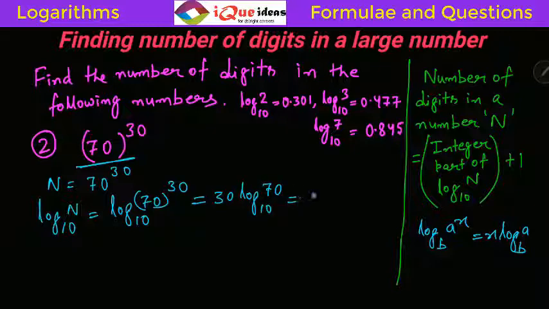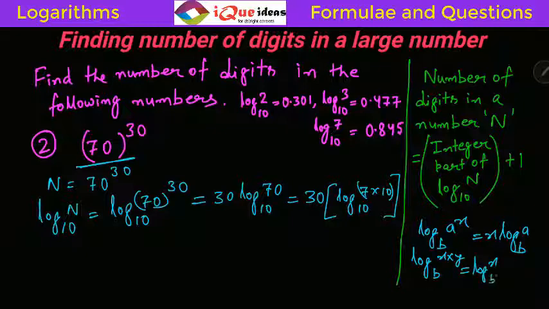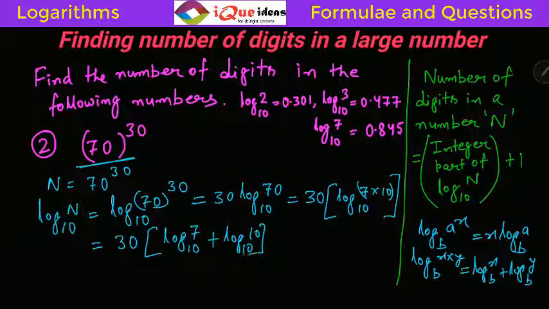Now 70 is actually 7 into 10, so it is 30 into log of 7 into 10 to the base 10, right? And we also have done the rule, that is log of x into y to the base b is equal to log of x to the base b plus log of y to the base b, right? So this is equal to 30 into log 7 to the base 10 plus log 10 to the base 10. Right? Now here log 7 to the base 10 is given 0.845.